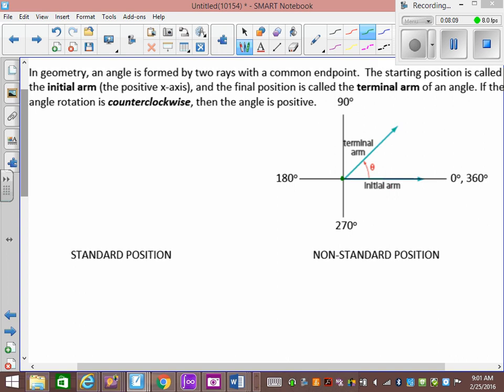If the angle of rotation is counterclockwise, then the angle is positive. So if we go counterclockwise this way, we're always going to get positive angles. You're going to go 0 to 90 to 180 to 270 to 360. However, if I go clockwise, I get negative angles. This would be 0, negative 90, negative 180, negative 270, negative 360, because we would just go this way. Okay? So counterclockwise, positive angles, clockwise, negative angles.